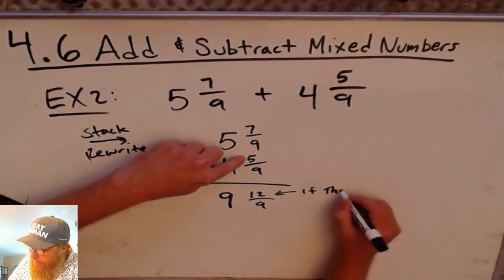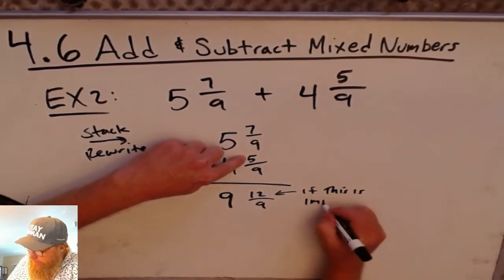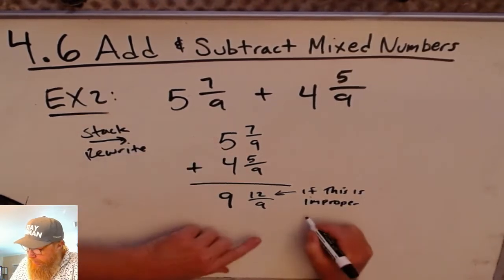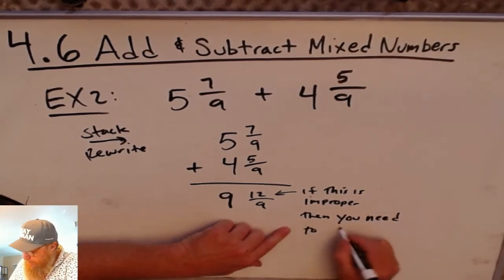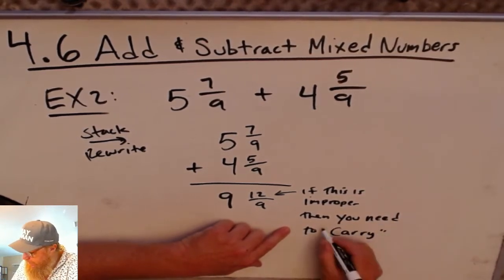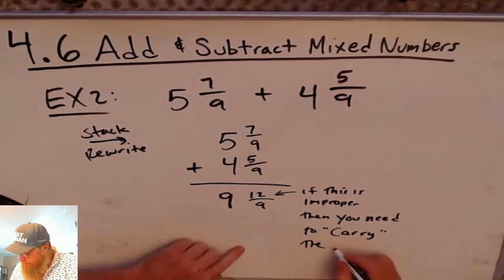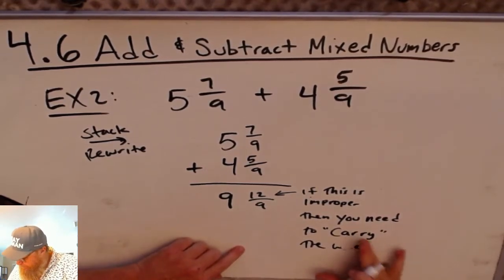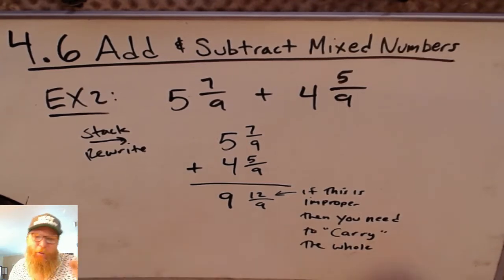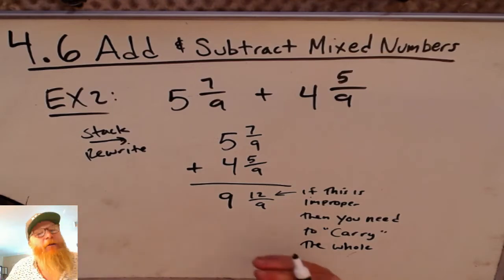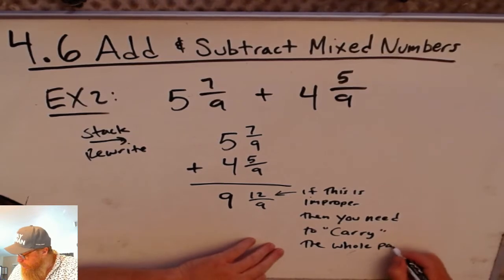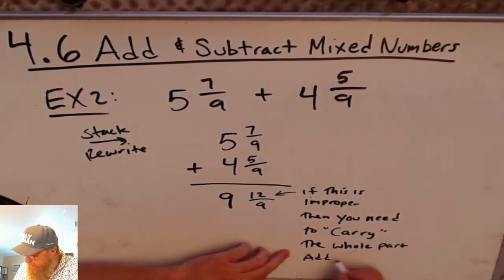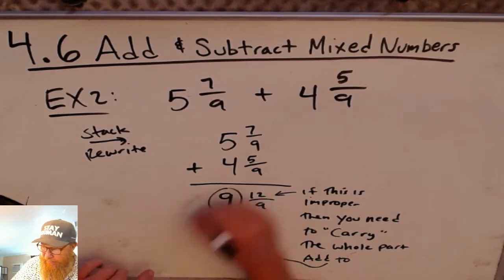If this is improper, then you need to carry. We call this carrying, the whole part. It's usually 1, but sometimes it's bigger than 1. And you remember in elementary school, carrying the 1 or something, but you could be carrying a 2 or more. So I'll just say the whole part and then add to the 9 here.